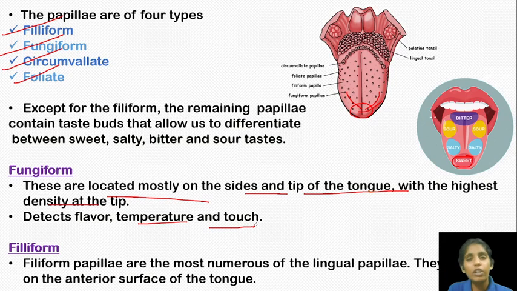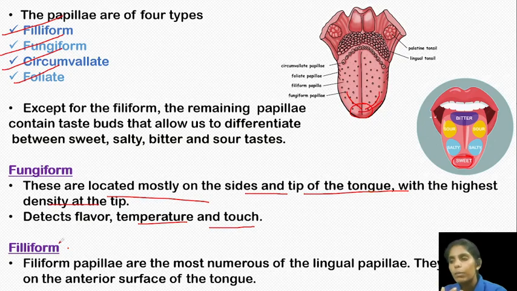So if we drink certain hot beverages like coffee or tea, how will we know that the beverage is hot? It is because of these fungiform papillae. They have the ability to sense the temperature of the food or the beverages that we intake.